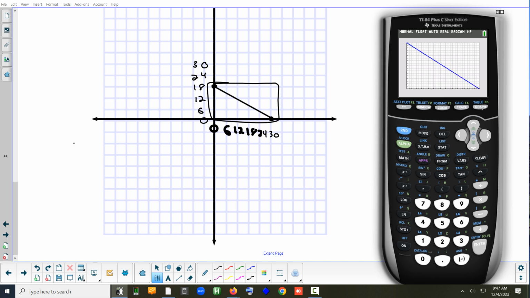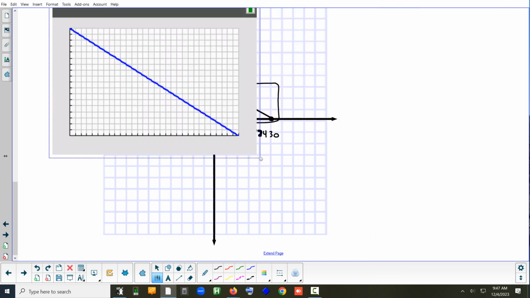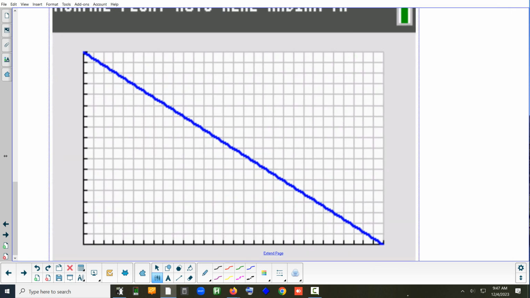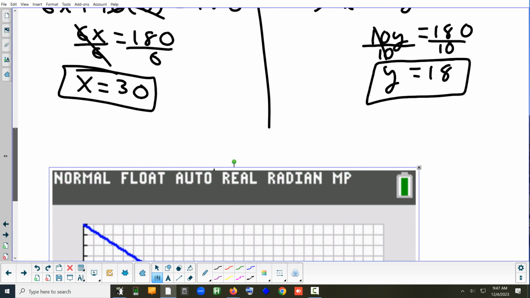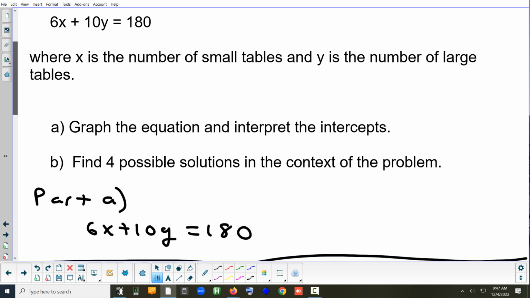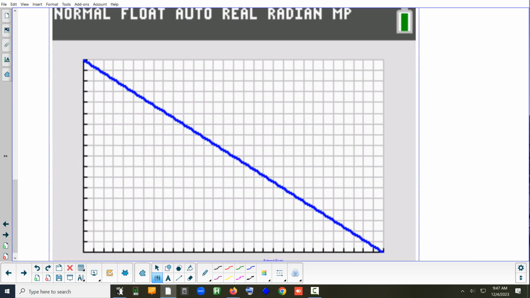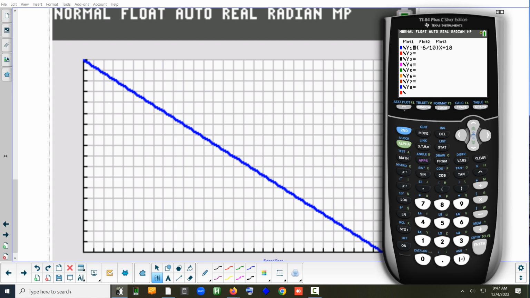Okay. So I think that might make it a little easier to see. Okay. So there's our graph, just a little bit bigger so we can see it easier. That's exactly what you guys just drew. Now it says, find 4 possible solutions to the problem. A solution to this problem is any point that's on that line.